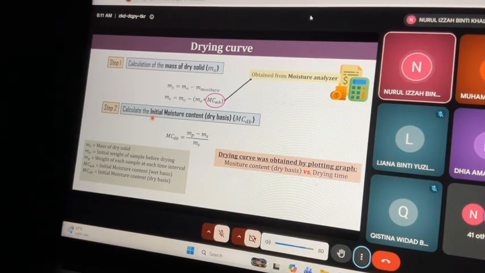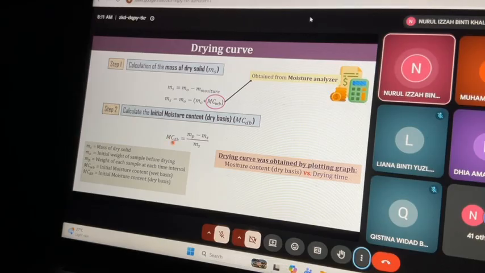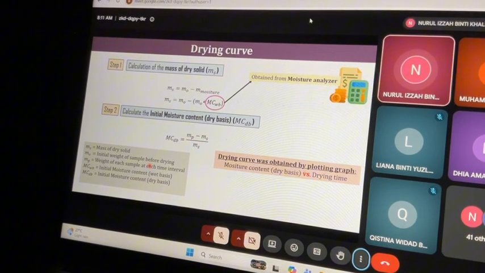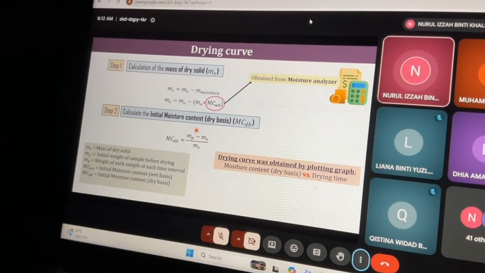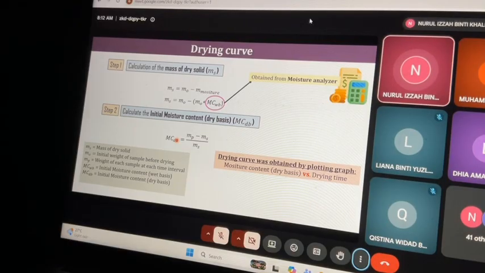Okay, and then in step 2, you need to calculate the moisture content on dry basis for each time interval. This is the formula: the MP is the mass of the product at every time interval divided with the mass of solid. You divide with the mass of solid, you will get the moisture content dry basis. Remember, this is the moisture removed at that time divided with the mass of solid. That's why it is dry basis. Like I mentioned last week, when talking about drying, usually we use the dry basis.